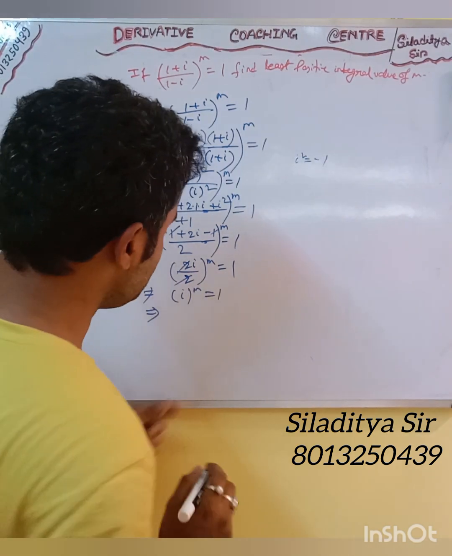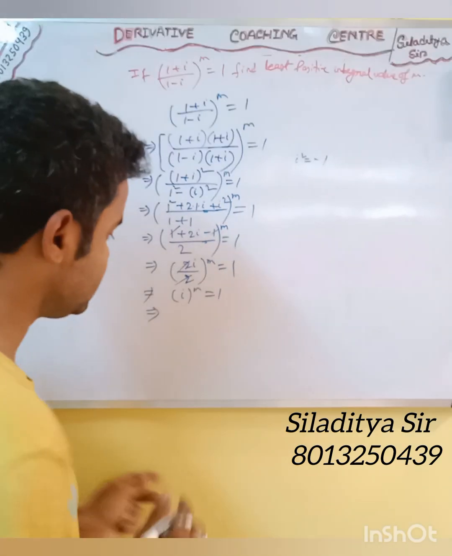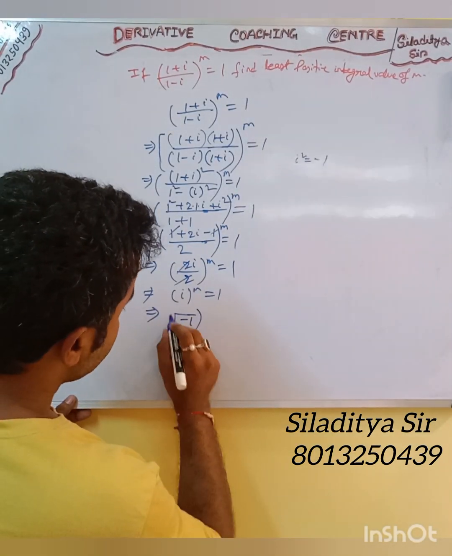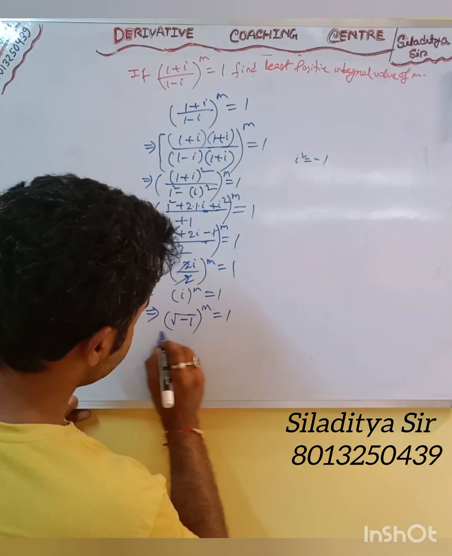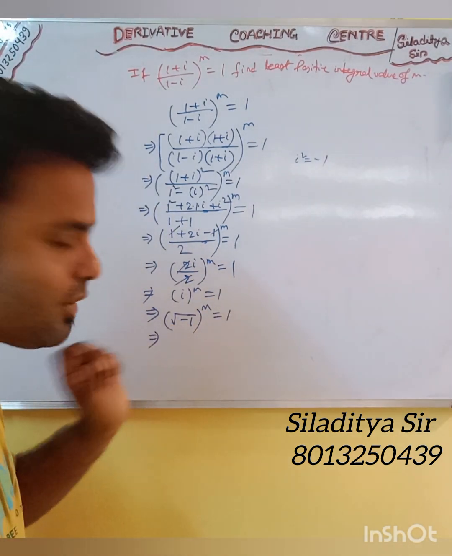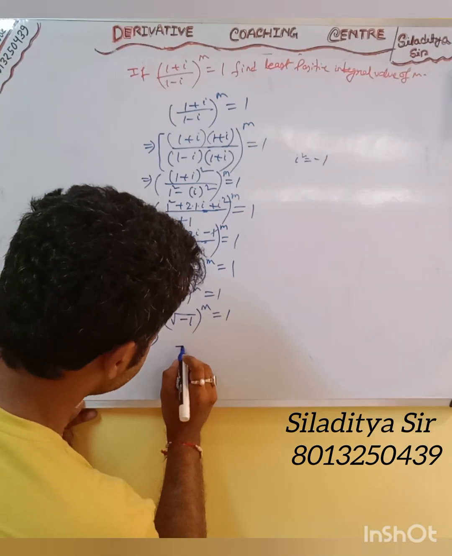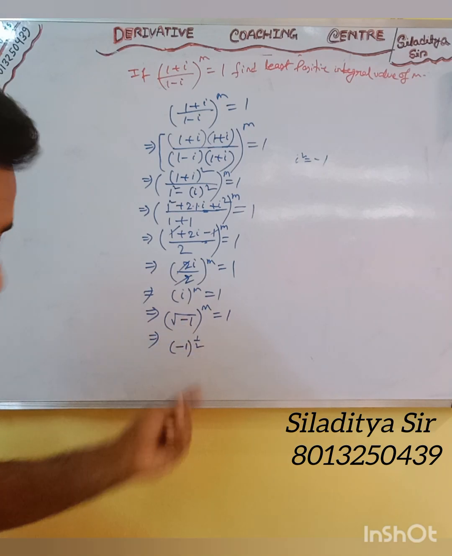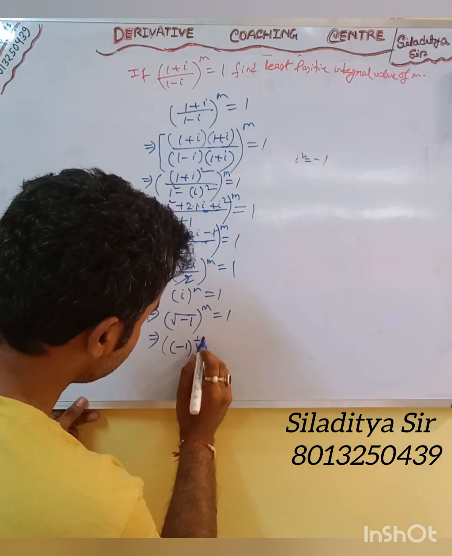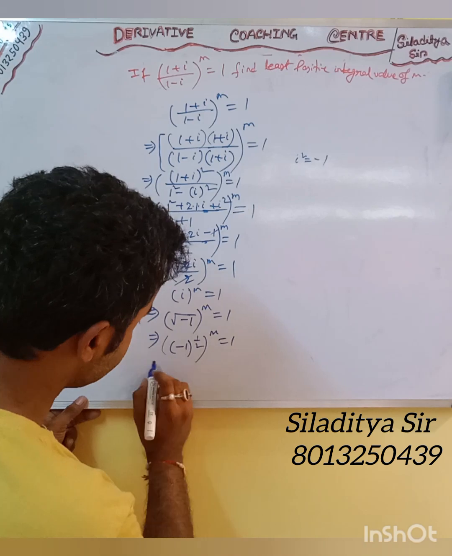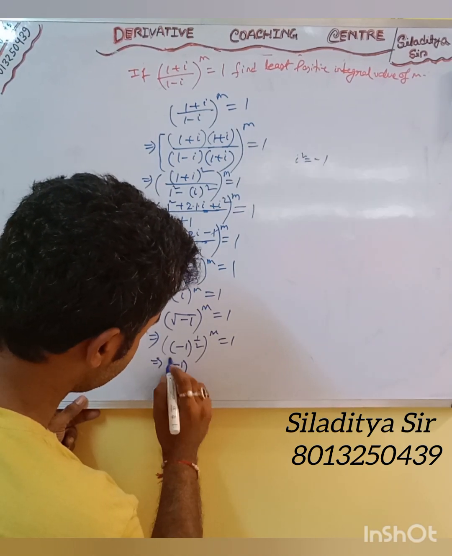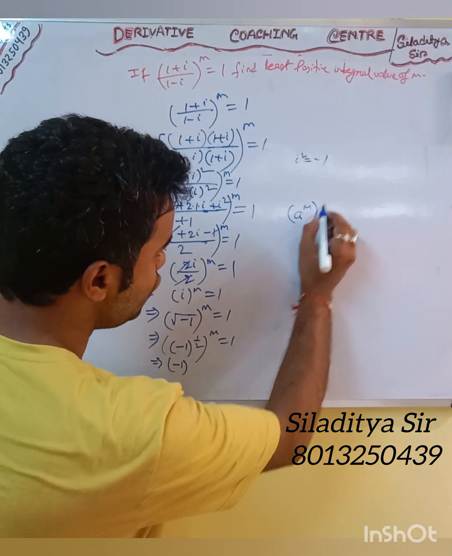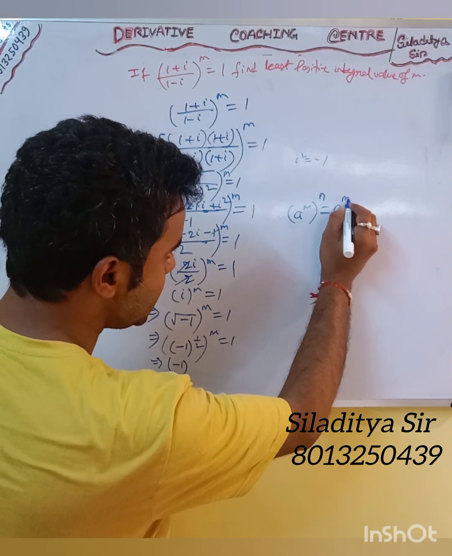So what is the value of iota? That is root over minus 1, whole to the power m, that is equal to 1. So we can write root over minus 1 like minus 1 whole to the power half, and whole to the power m is equal to 1. So then we get minus 1 whole to the power half into m, because we know that a to the power m whole to the power n means a to the power m into n.